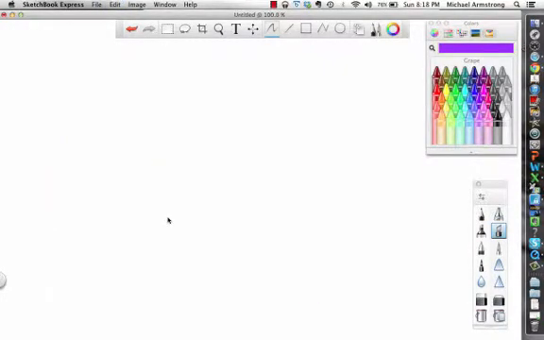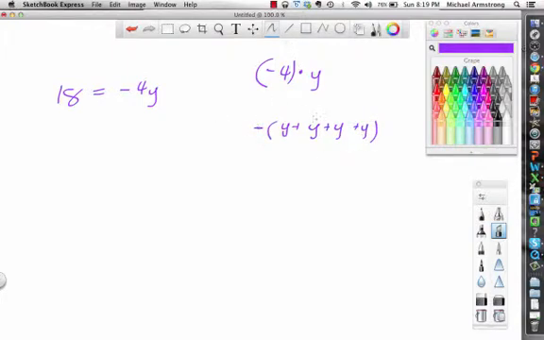Okay. The second example starts with 18 is equal to negative 4y. So this means negative 4 times y. So it's negative 4 y's. Whatever y happens to be, you take it negative 4 times, or you take it 4 times and then it becomes negative. It's like y plus y plus y plus y, because there's 4 of them. But all of them become negative because there's a negative sign here.